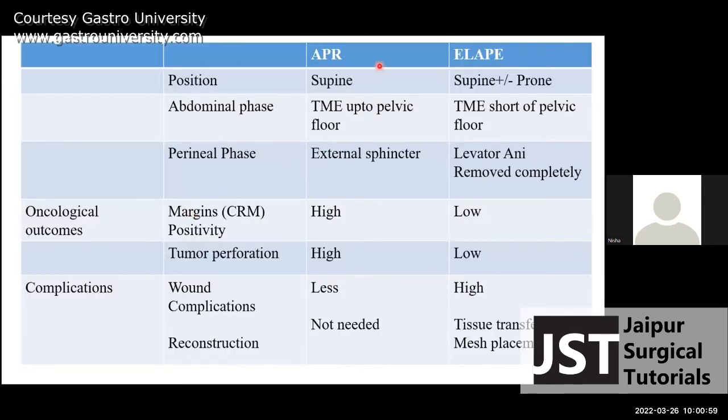So the important differences between the APR and ELAPE: initially, when the APR was introduced by Miles, the patient used to be in the supine position, then went into the prone position. They had to change the position, but later on, with the introduction of the leg stirrups, APR can be done in the supine position by keeping the patient in the lithotomy position, wherein it can either be done by an abdominal surgeon as well as a perineal surgeon, or once we finish the abdominal phase, the same surgeon can start the perineal phase.